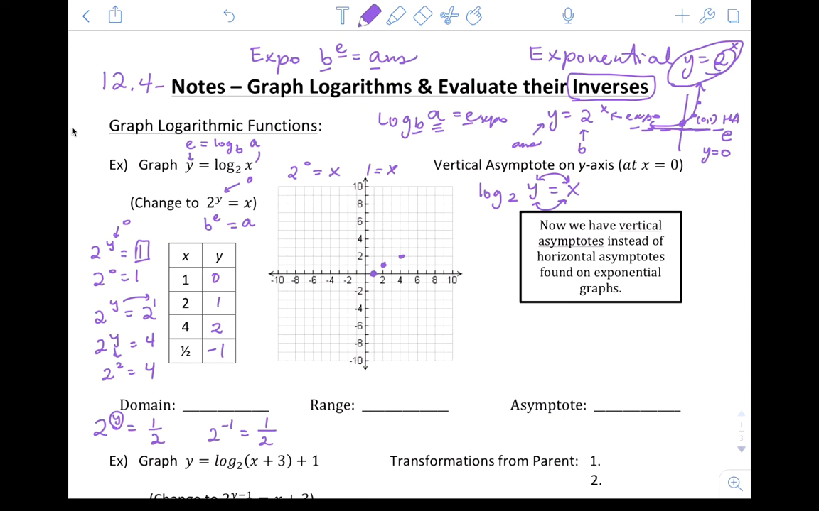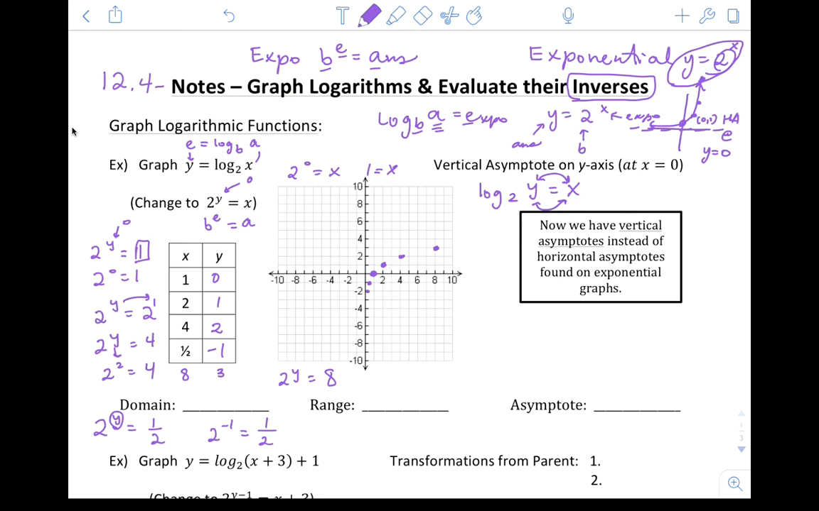If I had picked another one, I would have picked (8, 3). Reason? Because 2 to the third gives me 8, and that would have been (8, 3), which just so happens to be the inverse of (3, 8). (1/2, -1) is right here. If I would have picked 1/4, it would have been -2. It's getting infinitely closer to that asymptote.